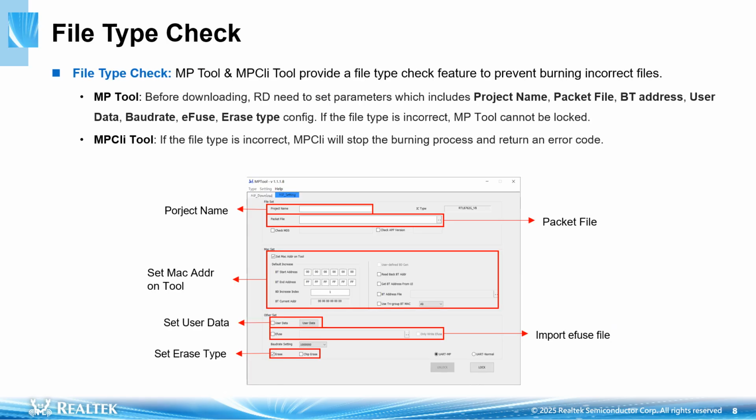Before downloading, MP Tool and MP Client Tool will check the file type to prevent burning incorrect files. The file type check for MP Tool is performed when setting parameters. Before downloading, it is necessary for RD to set the project name, packet file, BT address, user data, baud rate, eFuse, and erase type. If the file type is incorrect, it cannot be locked. The file type check for MP Client is conducted before burning. If the file type is incorrect, MP Client will stop the burning process and return an error code.